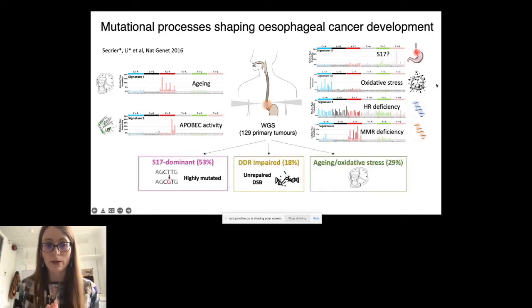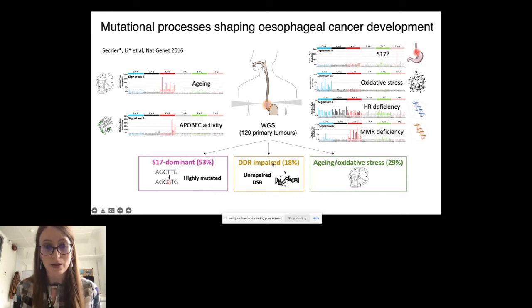So what we found was, like I said, the signature 17 process is the most dominant within these patients. It's found in more than 50% of the patients. But we were also able to group and classify these patients based on these mutational signatures. So we identified three main subgroups. One is the one that's dominated by this very strong mutational process.